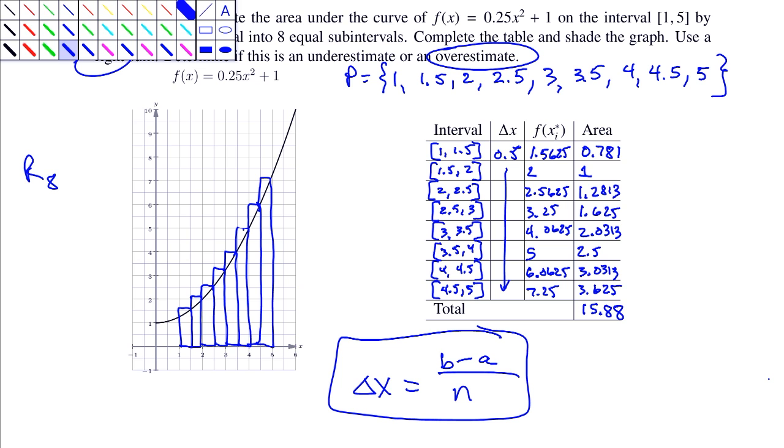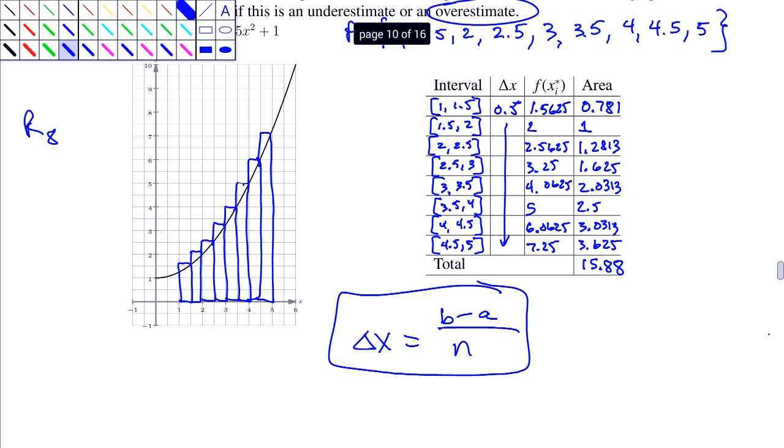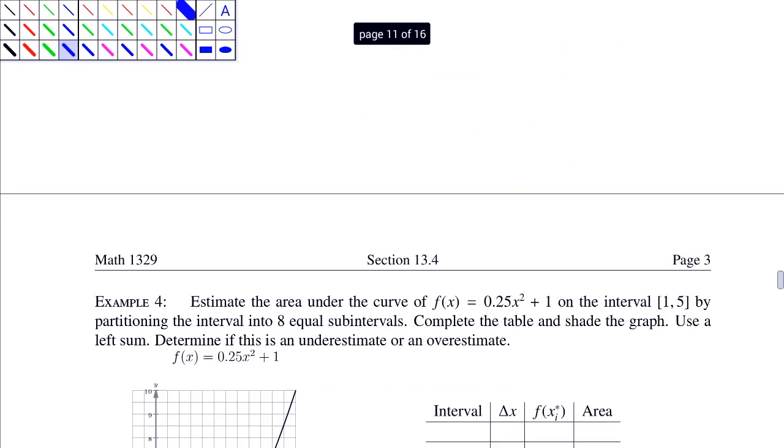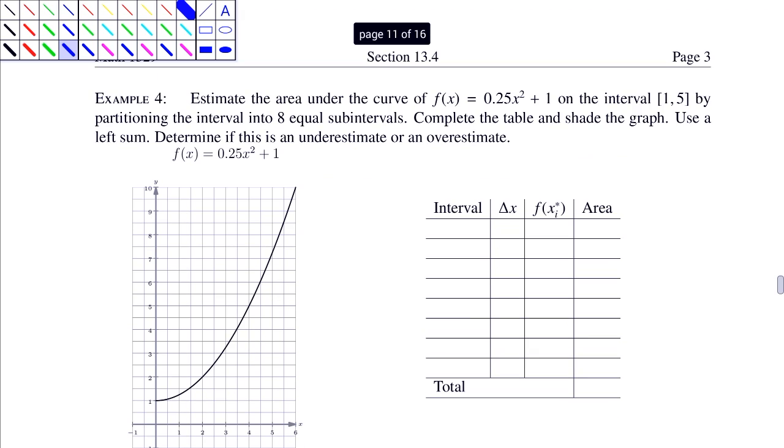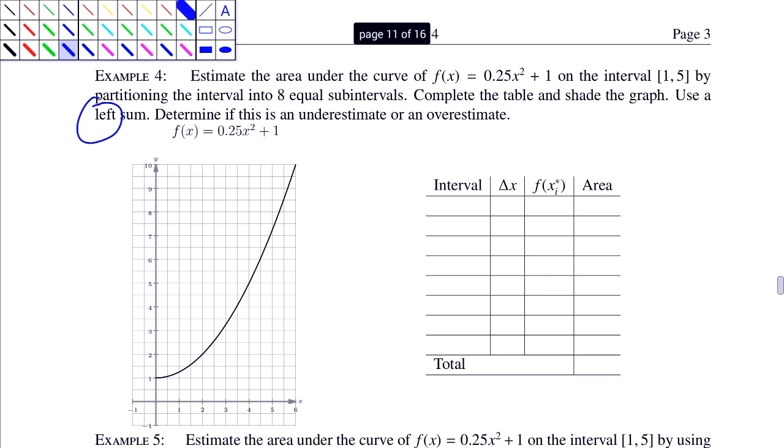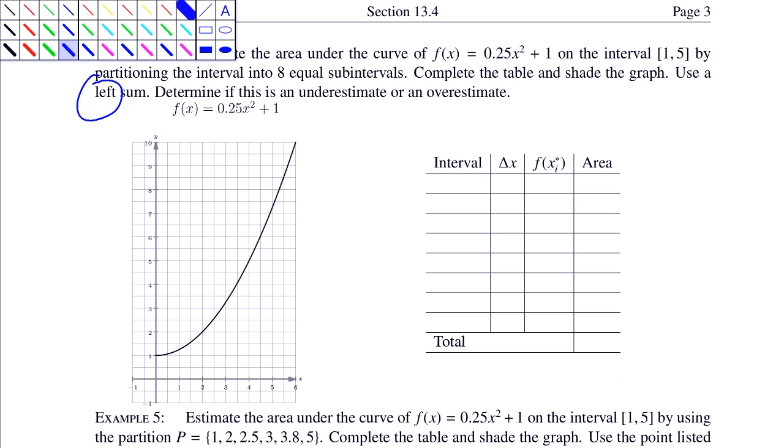All right, example 4. Estimate the area under the curve. This time, using a left sum. So we would use pretty much the same information as before. It's the same partition. So it goes from 1 to 1.5, 1.5 to 2, etc.